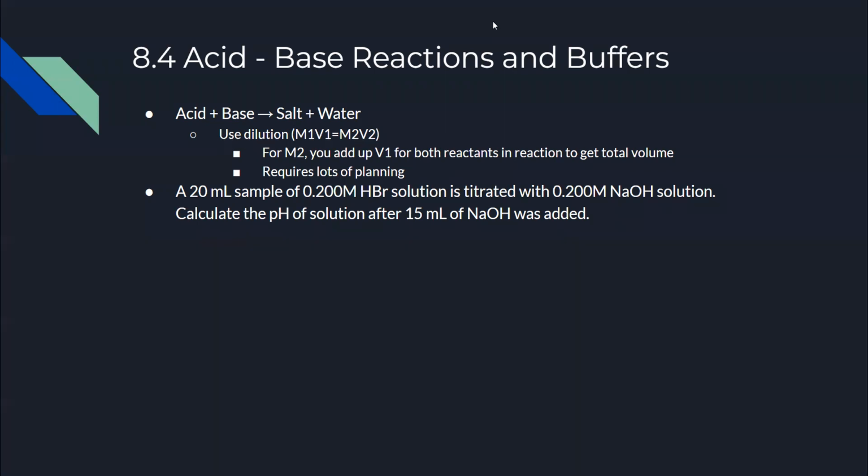So what we have over here is a 20 milliliter sample of 0.2 molar HBr solution that is titrated with a 0.2 molar NaOH solution. And what it's asking us is to calculate the pH after 15 ml of NaOH was added. So what we first have to do is find the moles of HBr and the moles of NaOH. So let's do it for HBr: 0.020 liters times 0.2 molar, and that's 4 times 10 to the negative 3 moles.